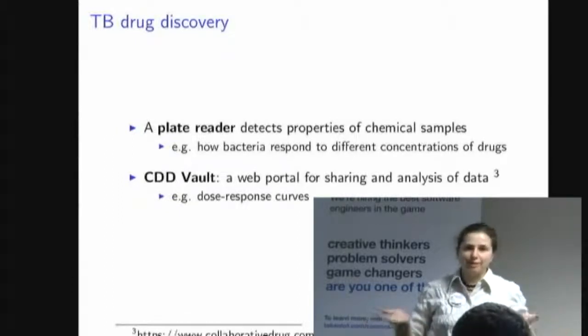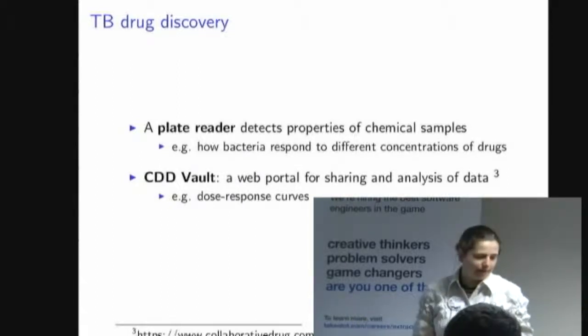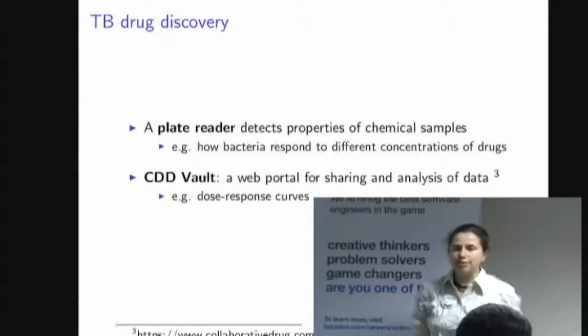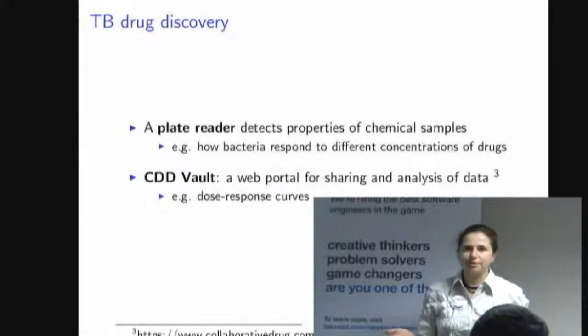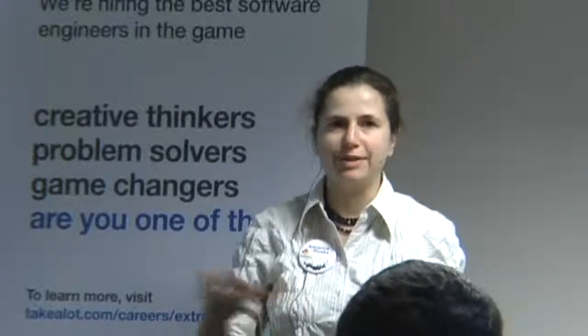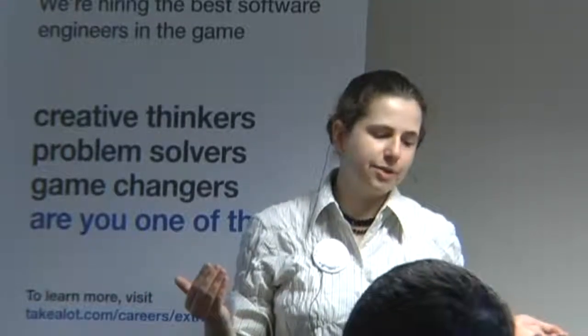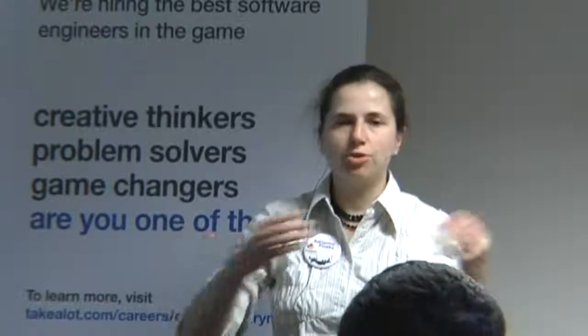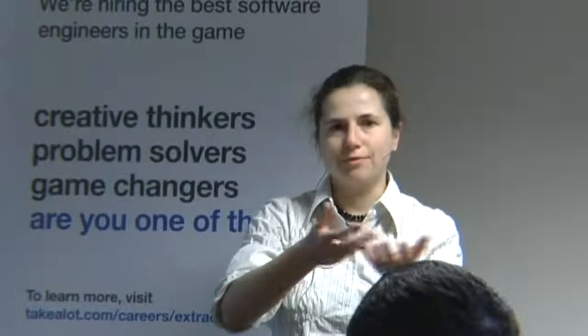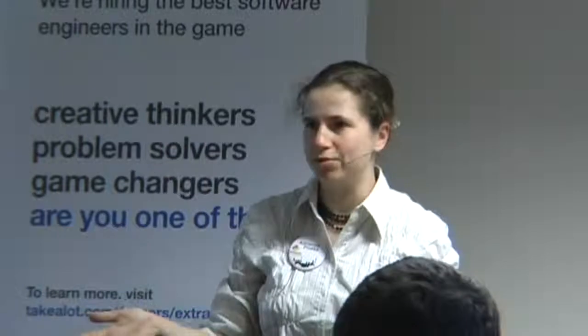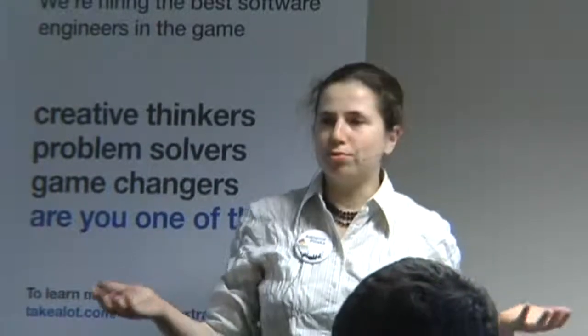And that data can later be analyzed in various ways, and scientists can use that to determine how effective a particular drug is at killing this bacterium. So this research unit uses a project called CDD Vault, which is a web portal which various biochemists use to store their data, share it with others, and also to perform certain kinds of analyses. So for example, CDD Vault can produce dose response curves, which take that data about the effectiveness of drugs at various concentrations and plots graphs which can be used to actually determine like minimum effective dosage and that kind of stuff.